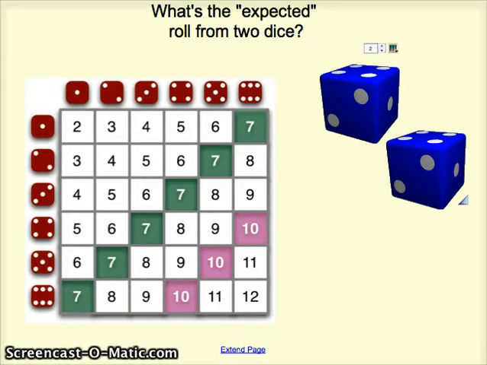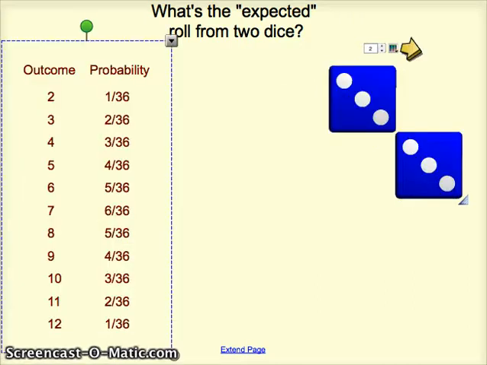What would you expect? Well, you might have said 7 because it's the most common roll, and maybe that makes intuitive sense. 2 is as common as 12. They sort of cancel each other out, and 7 ends up being the most common roll. So maybe that's what we should expect. Well, let's do a little math here.